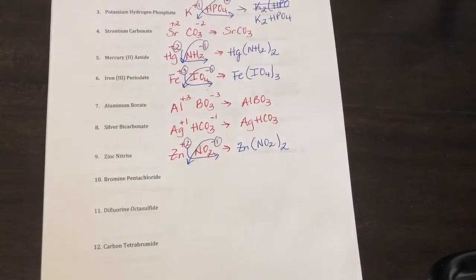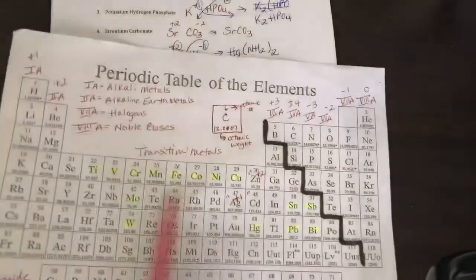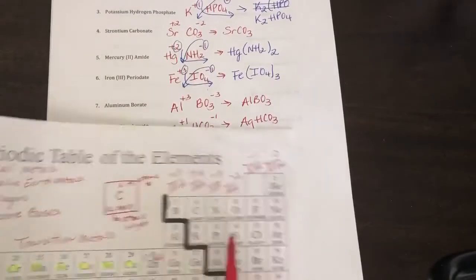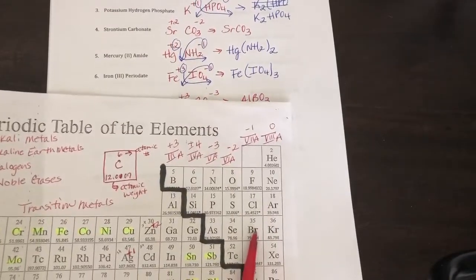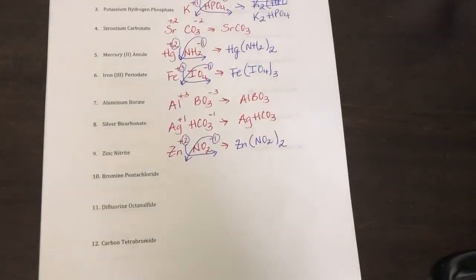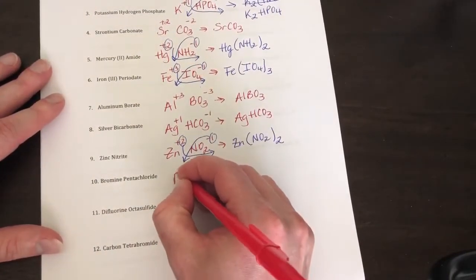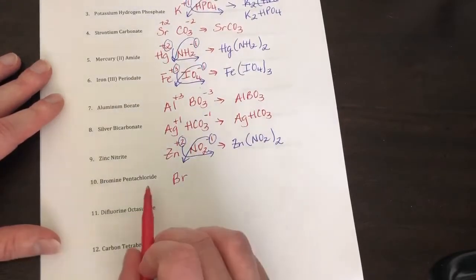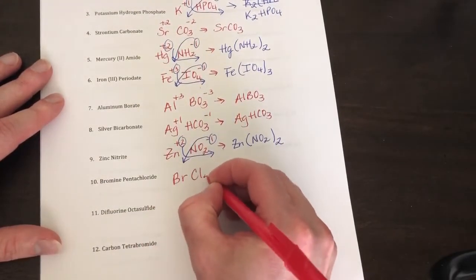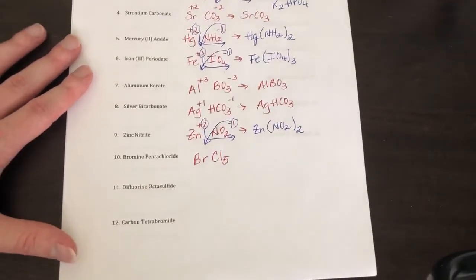Okay, bromine pentachloride. Okay, so all of these have been starting to the left of the zigzag line. So they're all metals over here. Bromine is to the right of the zigzag line, right here. Okay, so it's a non-metal, so we have to use our prefix rules. We don't write charges. So symbol for bromine is Br. Symbol for chloride is Cl, and we have 5 of them.